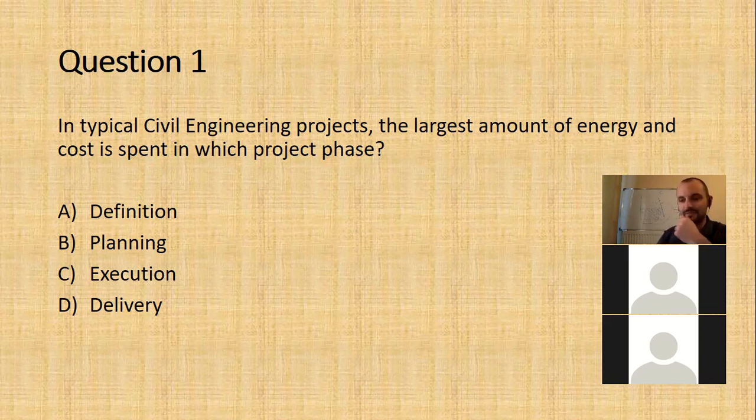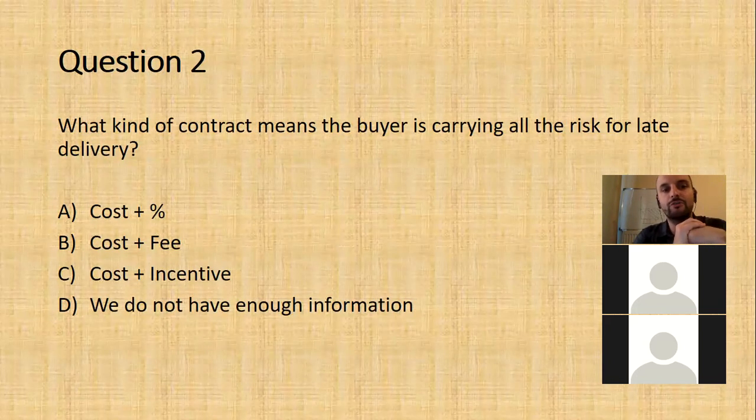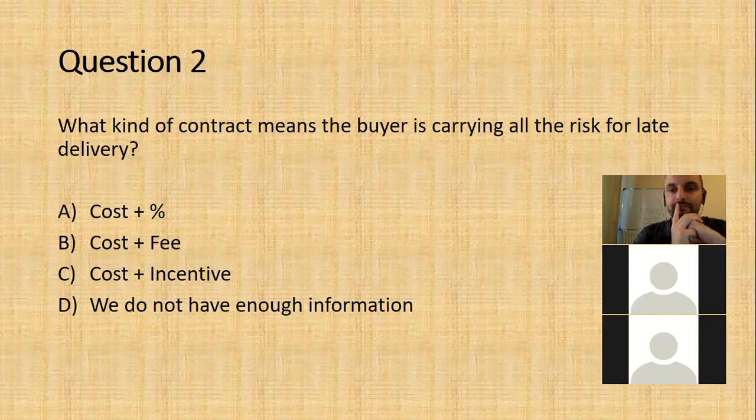Yeah, okay. Question 2. What kind of contract means the buyer is carrying all the risk for the sponsor's late delivery? Is it A, cost plus percentage, B, cost plus fee, C, cost plus incentive, and D, we do not have enough information? Ivan, what did you put? Sir, by buyer you meant the sponsor? It could be the sponsor, yes.